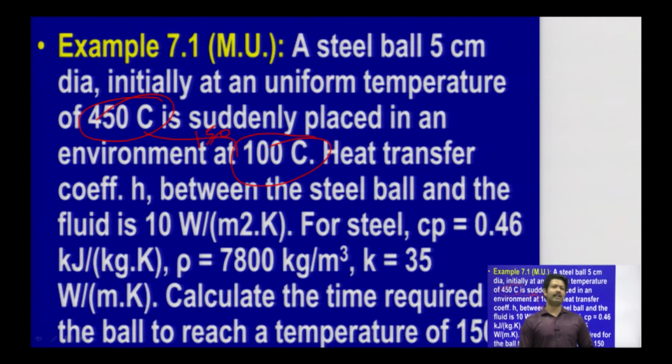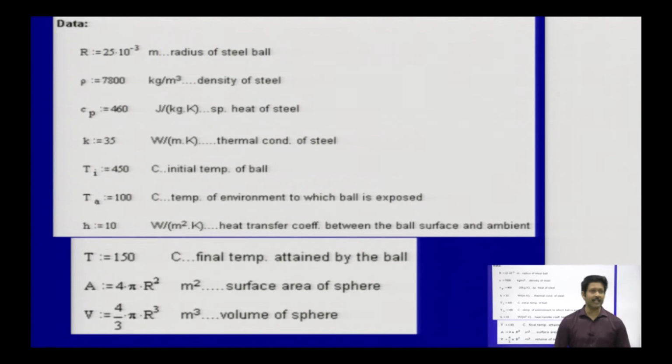When you are asked to calculate time, you are actually being asked to implement transient heat conduction. But whether you will implement lumped analysis or go for a graphical method, you will decide after checking the Biot number. This is the given data: the radius of the steel ball, the density, the specific heat and the conductivity are given, the initial temperature Ti is 450 degrees Celsius, the ambient temperature is 100 degrees Celsius, and h is 10 watts per meter square Kelvin. Okay. So the area of a sphere, you know, is 4 pi r square.